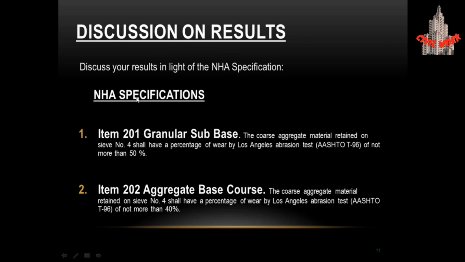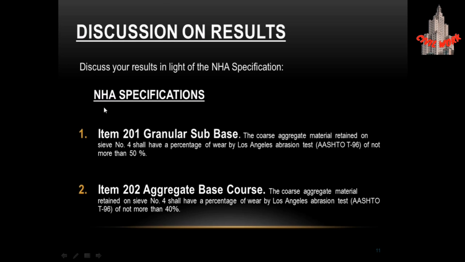Now we have NHA specifications, which are the discussion on results. Item 201, granular sub-base: the coarse aggregate material retained on sieve number 4 shall have a percentage of wear by Los Angeles abrasion test AASHTO T96 of not more than 50%. Number 2, we have specification item 202, aggregate base course: the coarse aggregate material retained on sieve number 4 shall have a percentage of wear by Los Angeles abrasion test AASHTO T96 of not more than 40%.